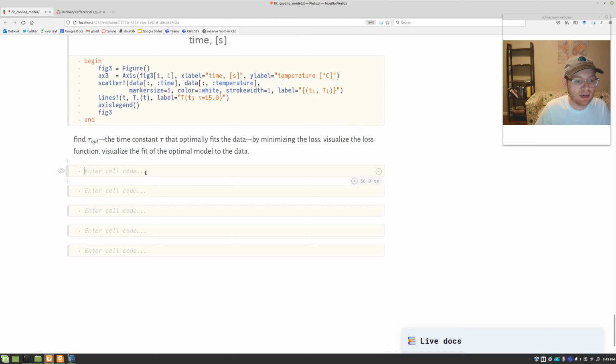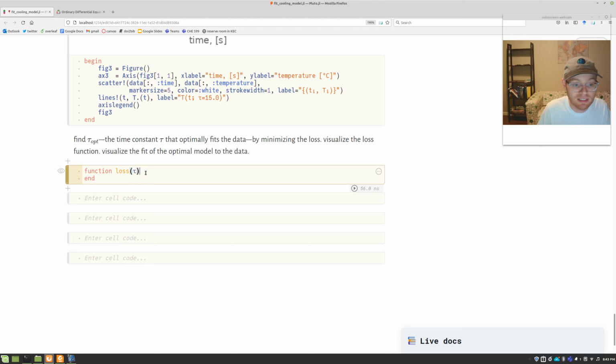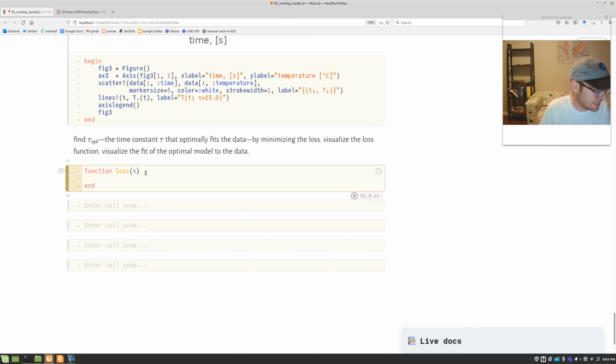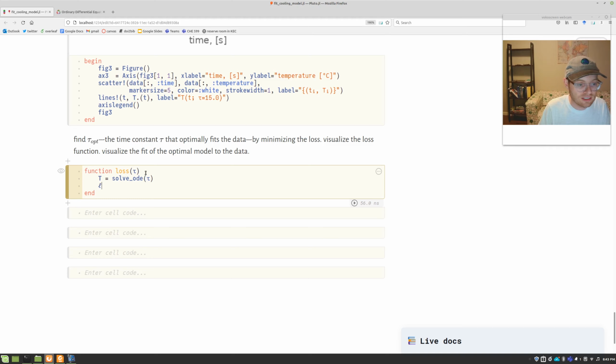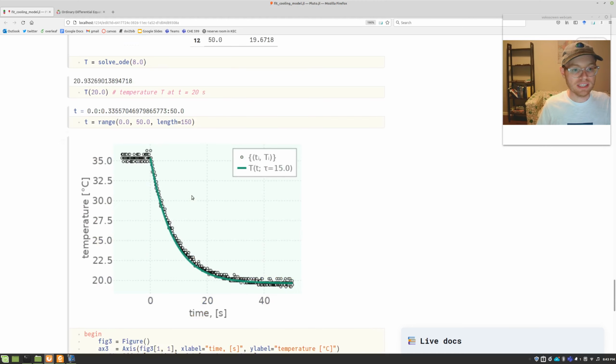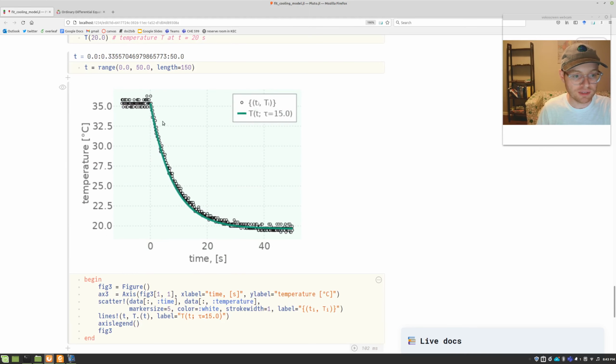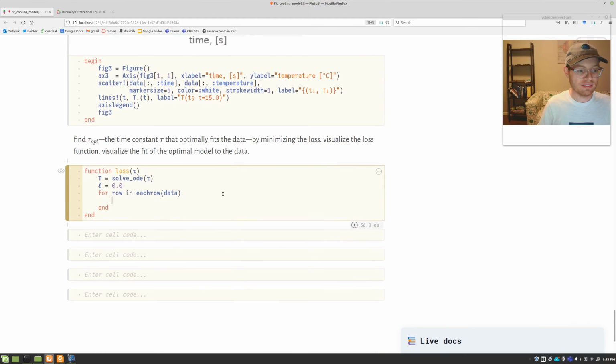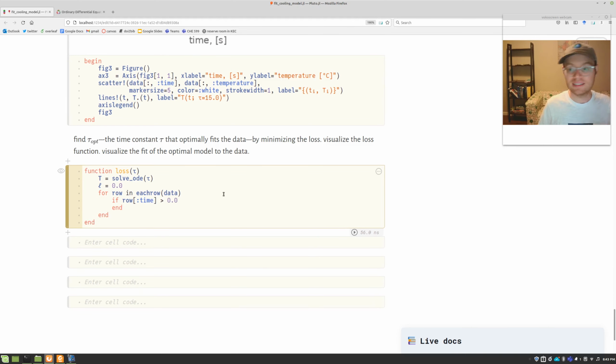All right, so to do that, we're going to define a loss function. And it's going to be a function of tau, because with different taus, we're going to have different losses. All right? And the first thing we're going to do is solve the ODE with that tau, right? And then add up the loss. So we're going to say for row in each row of your data. And really, you only want to compare the data when time is greater than 0. So I'll say if row of time is greater than 0, then we add to the loss, okay?